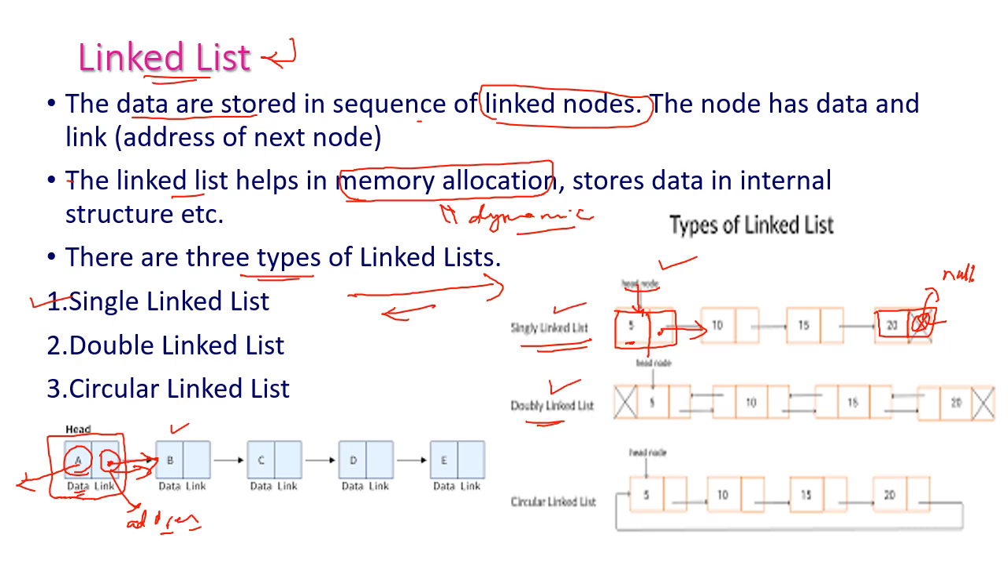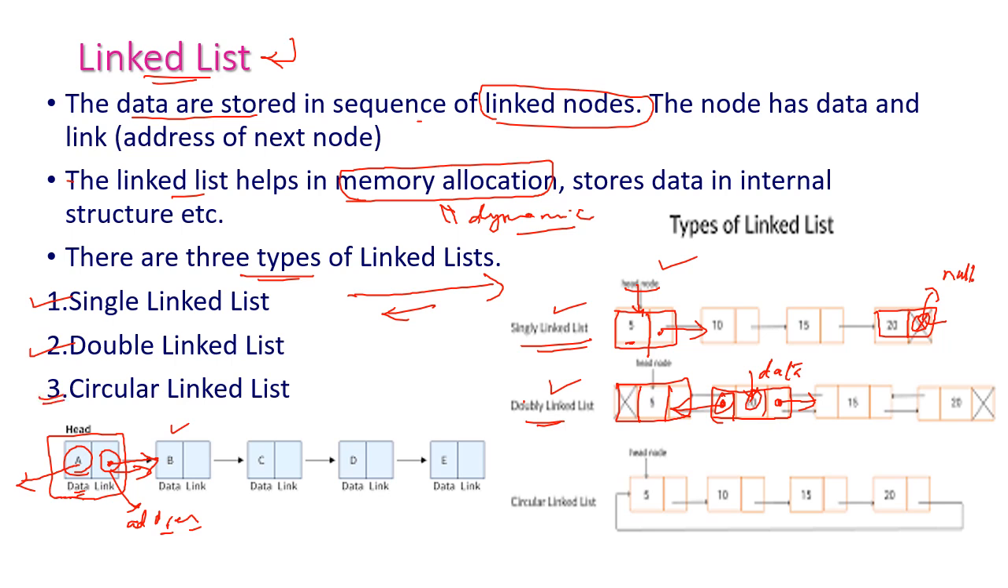When we come to the doubly linked list, the second type, here the node is having three slots. In these three slots, data is stored in the middle, and here is the address of the previous node, and here the address of the next node will be stored. Okay, so this is called a doubly linked list.